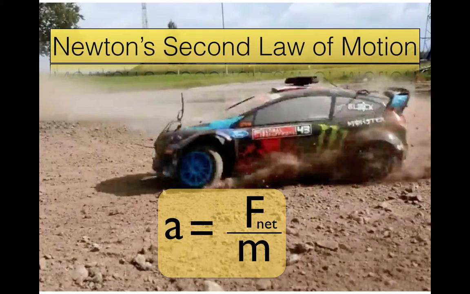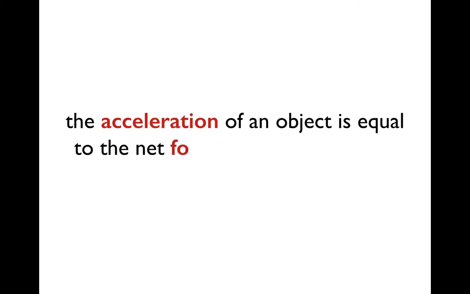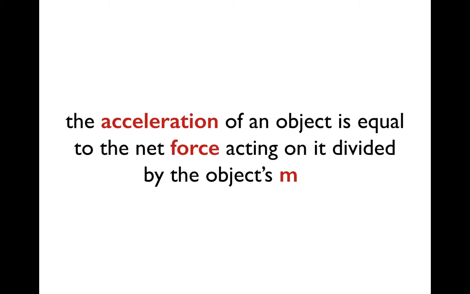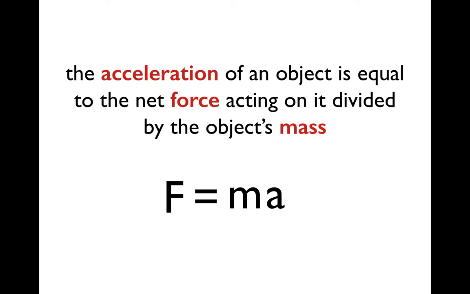In this video we're going to be discussing Newton's second law of motion, which you can see is exhibited in your formula down below. Acceleration equals force divided by mass. So the acceleration of an object is equal to the net force acting on it divided by the object's mass. This formula is probably more familiar to you in this form: force equals mass times acceleration.